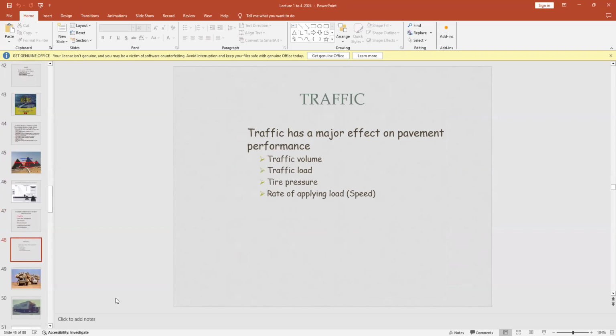Now, when we talk about traffic, how much volume of traffic, what is the load, the tire pressure, what is the speed? All of these can have an extreme value with a detrimental effect, and it alone is sufficient to damage the pavement. And when it combines with others, it will fail a pavement much earlier.